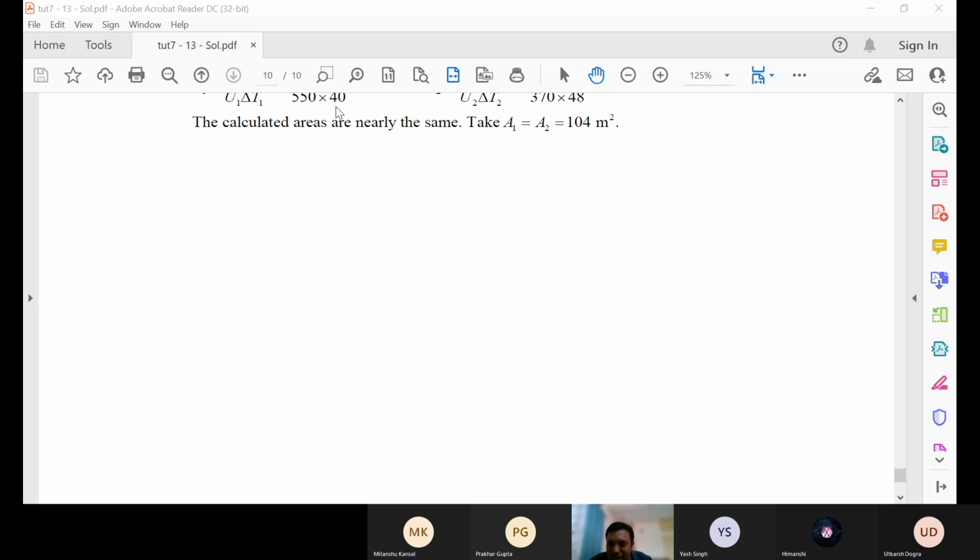Anyway, the students have to solve the tutorial. I am solving it, that's another story, but the student should solve. So you solve these again, tutorial number 12 and tutorial number 13, and note down the solutions in your copy. Then you will get most of the things.